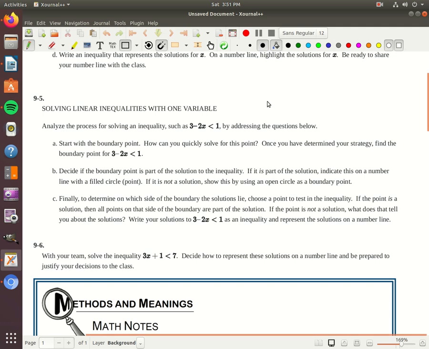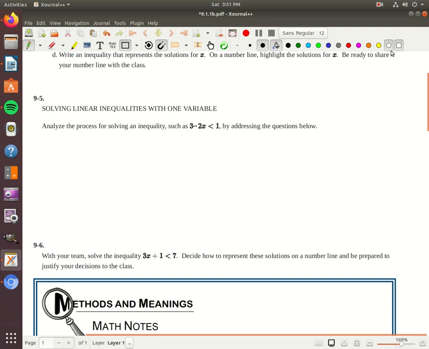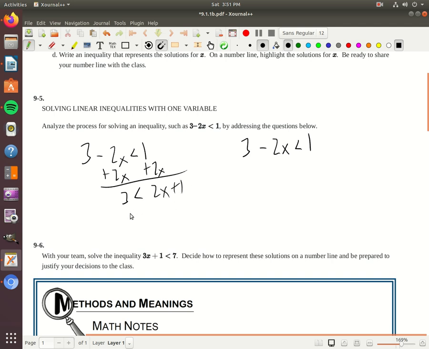So as we go here, let's give myself some white space. So how do I solve 3 minus 2x is less than 1? Well, there's a couple ways that I can solve this. One way is I can add 2x to both sides, and I'm going to get 3 is less than 2x plus 1. I'll subtract 1. I'll get 2 is less than 2x. I'll divide by 2. I get 1 is less than x, or x is greater than 1. Obviously, if 1 is smaller than x, then x is greater than 1. Hopefully, we all agree to that.